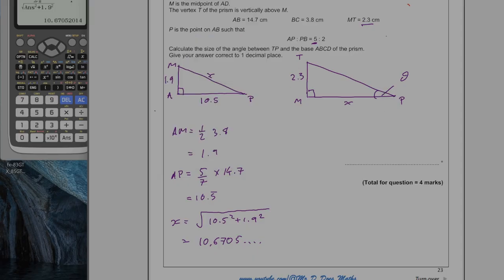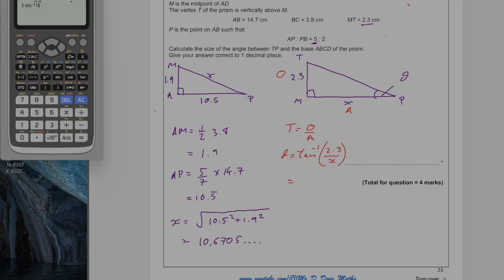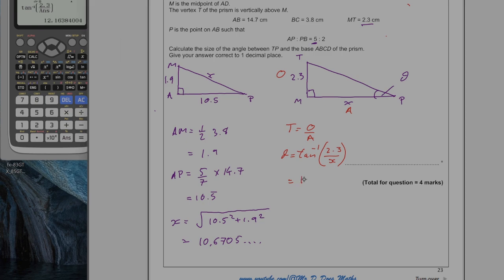Right, this second triangle then, so let's change color for this. We're using trig here because we've got two sides and an angle. This in relation to the angle would be the opposite, and this would be the adjacent, so we're using the tan ratio. Tan is equal to opposite over adjacent. So my angle, theta, is going to be equal to the inverse of tan of the opposite side, 2.3, over the adjacent side, which is x. So that's shift tan to the -1 of 2.3 over my last answer. So we're looking at 12.1638... So to one decimal place, that's going to be 12.2.